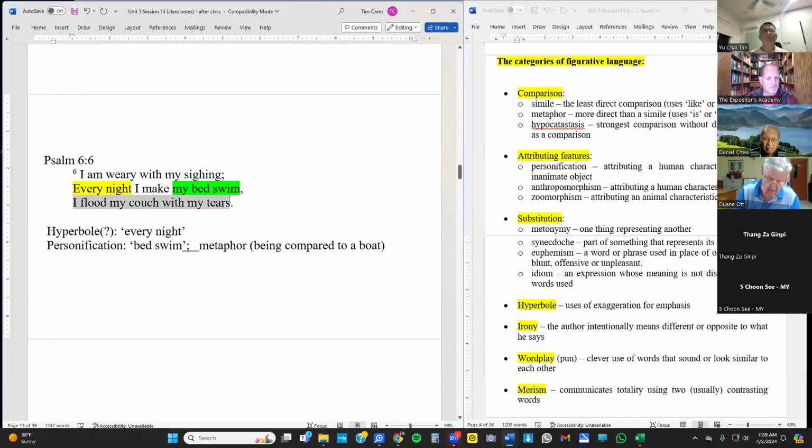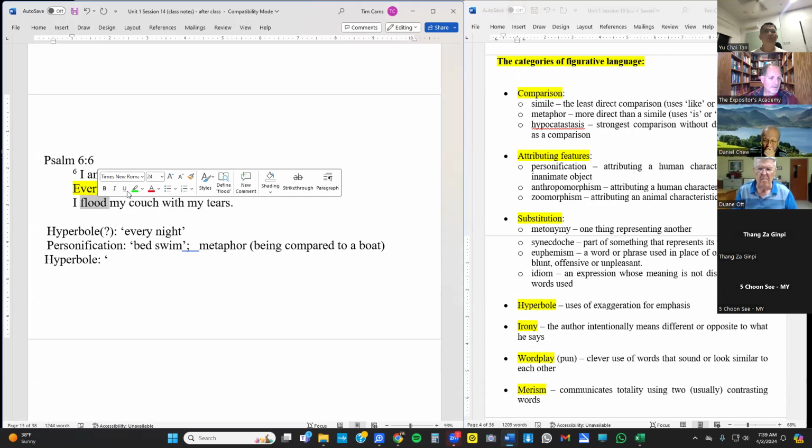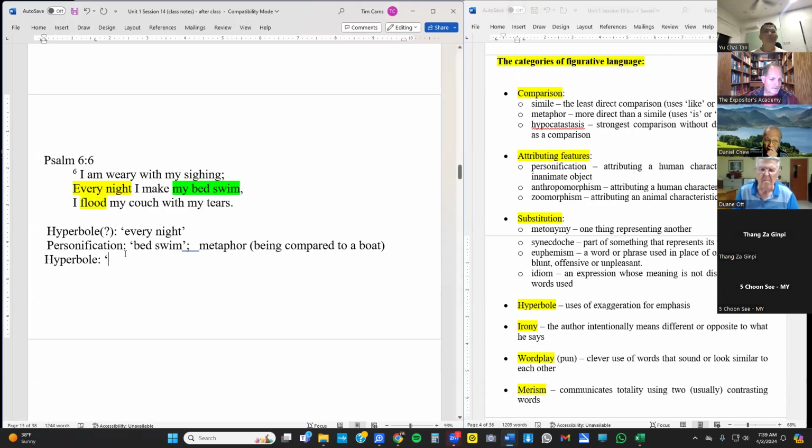I flood my couch with my tears. So I think it's also hyperbole. Hyperbole, yes. What's hyperbole here? What part? I flood. Yes, right. Flood with tears. That'd be hard to do, to cry that much. Okay, good.